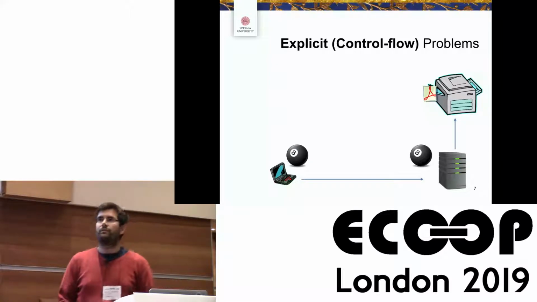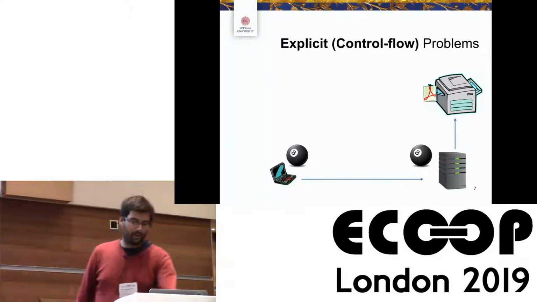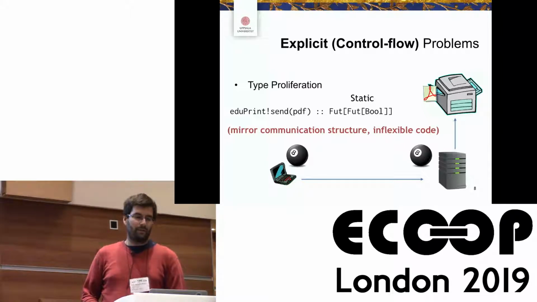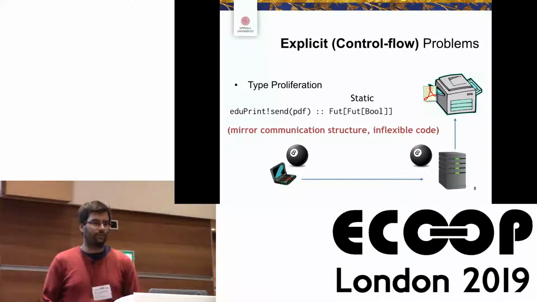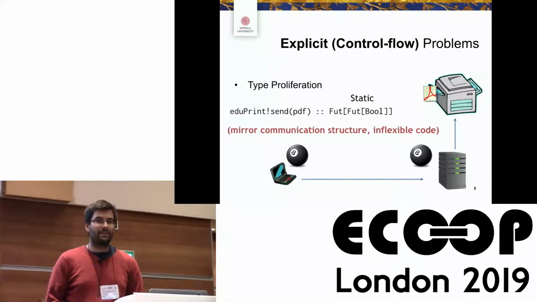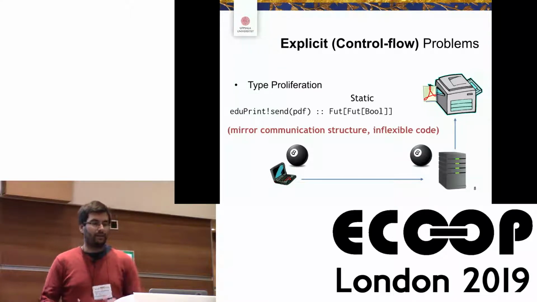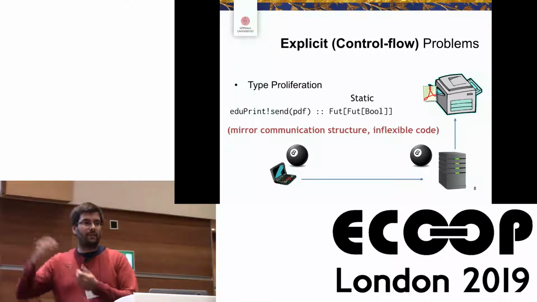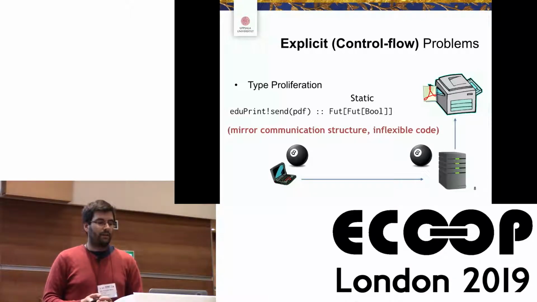Now, with explicit futures come explicit problems. The first problem that we identified is the type proliferation problem, and this is something that happens statically. It basically means that because we're creating this kind of nest of futures, the code is going to mirror the communication structure, and this leads to inflexible code.